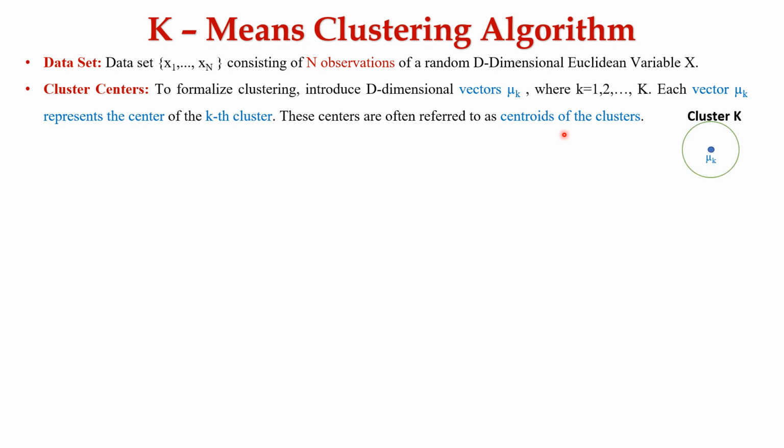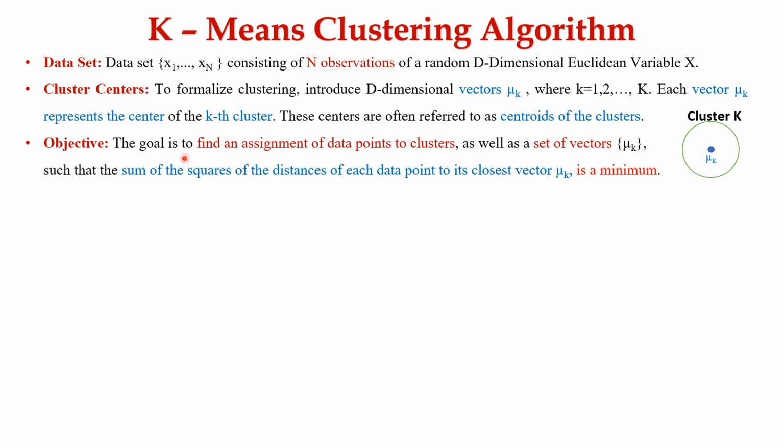So let me give you an example here. Let's consider this as cluster k, where the center point of the cluster is represented by the vector mu k. So it is also known as centroid of the cluster k. Hope you understand the cluster center. The goal is to find the assignment of data points to clusters as well as the set of vectors mu k. So we need to find the data points which belong to which cluster and also the centroids of the clusters, which is also known as mu k, such that the sum of squares of distance of each point to its closest vector mu k is minimum.